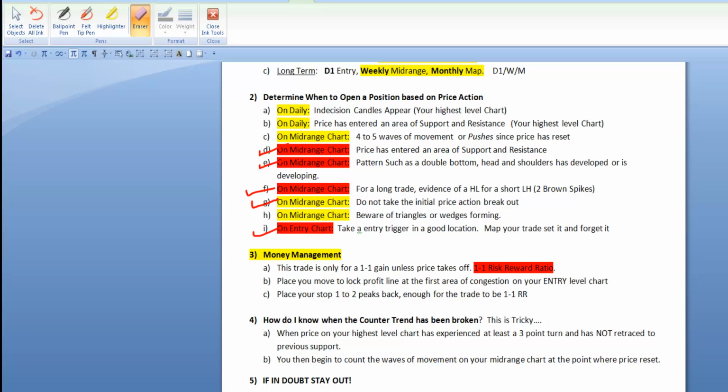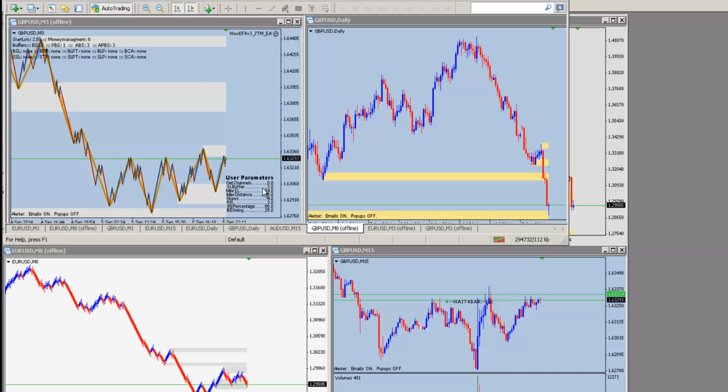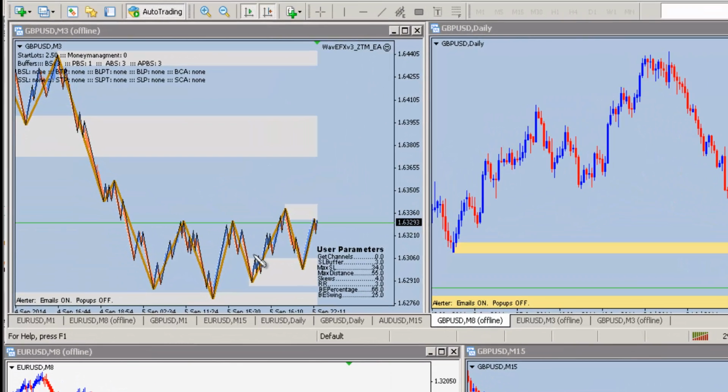And again, we want to go 2 peaks back. Let me bring this up on my chart. 2 peaks back on our stop. So for instance, again, if I was going to take a counter trend trade here, which would be an excellent entry, there's 2 peaks back for me. All right, there, probably right in this area right here would have been my lock profit. And wherever 1-to-1 was is my take profit. That would be what I consider a decent counter trend trade and managed correctly.